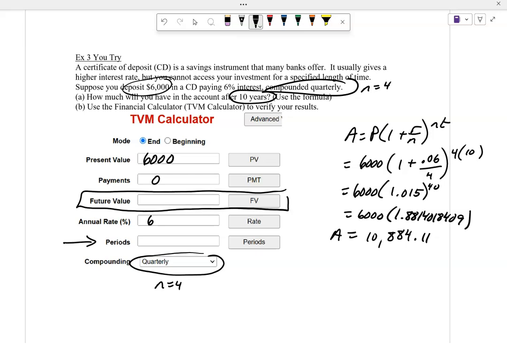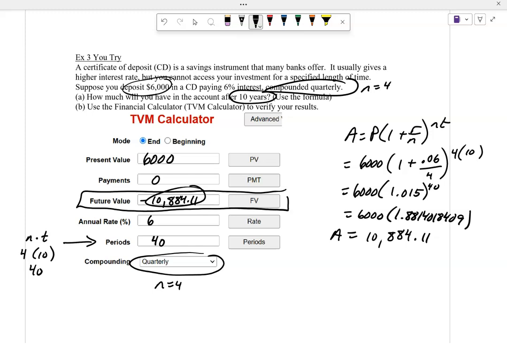But how many periods is this? This is N times T. It's quarterly for 10 years. So I need to have this compounding 40 times. Compounding 40 times. And then I click it, and it will spit out my 10,884.11. Again, you can ignore the sign there.